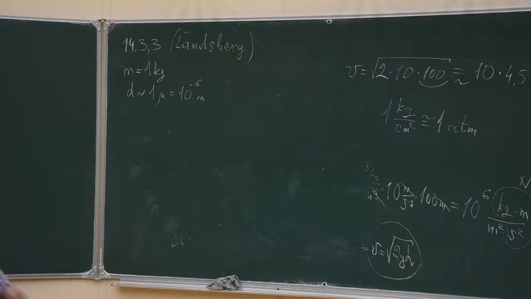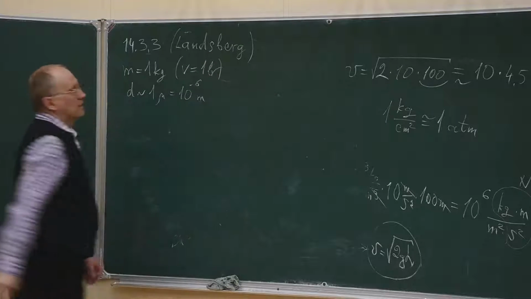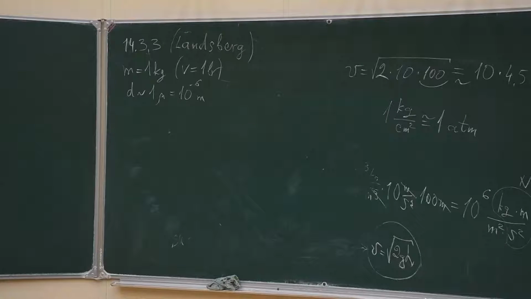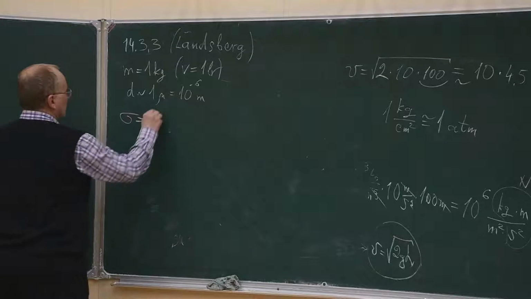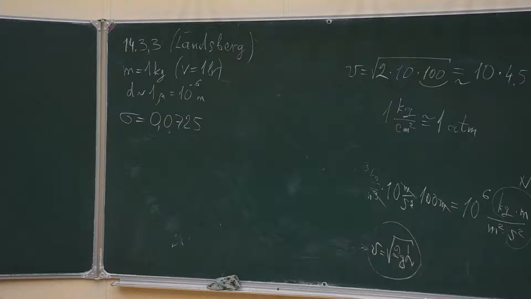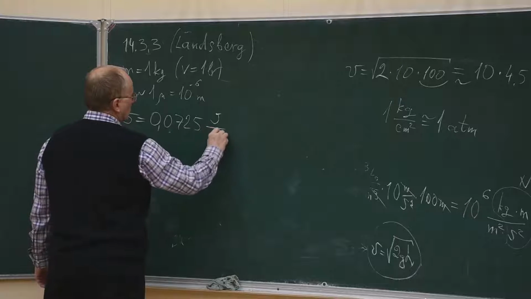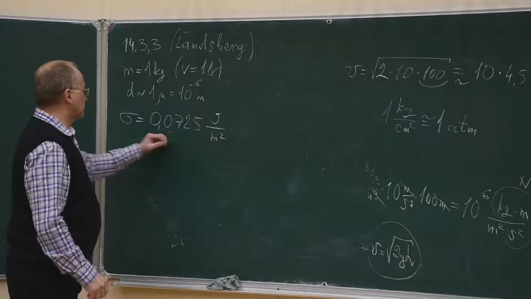So we have 1 kilogram of water, which has the volume of 1 liter, and we plan to spray this water into small bubbles. The only thing I need to solve this problem is the surface tension of water. The surface tension for water is 0.0725 in the international system of units, which, as we mentioned already, is joules over meter squared. That is the surface tension of water, which can be measured.